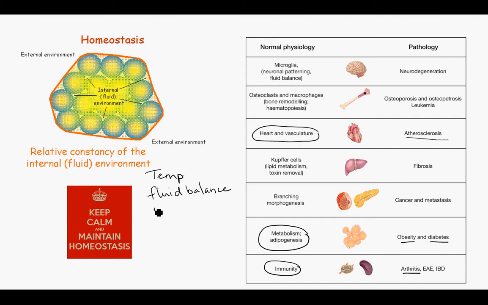Nutrient balance is another variable that we look at. For instance, we want to make sure that our salt is balanced, our potassium is balanced, those types of things. pH is another variable that we need to keep constant. Pressure, our blood pressure, would be an example of something that you need to keep balanced in order to have optimum organ function. So again, homeostasis is really important in order for organisms to function properly, and it's the idea of keeping that constant internal environment.